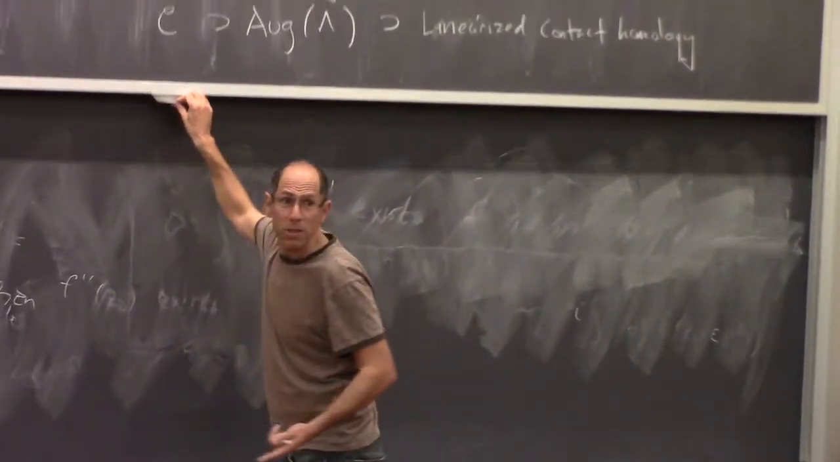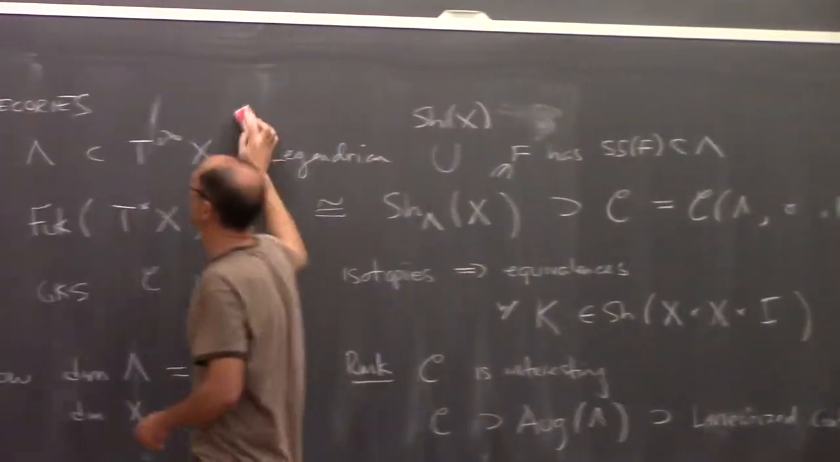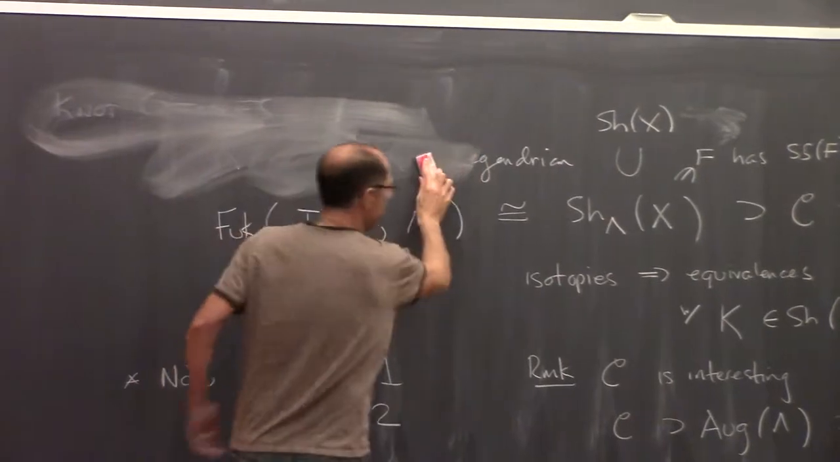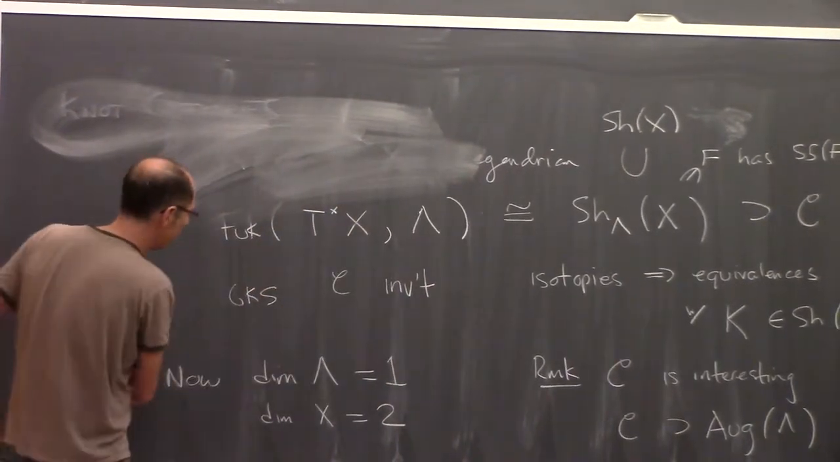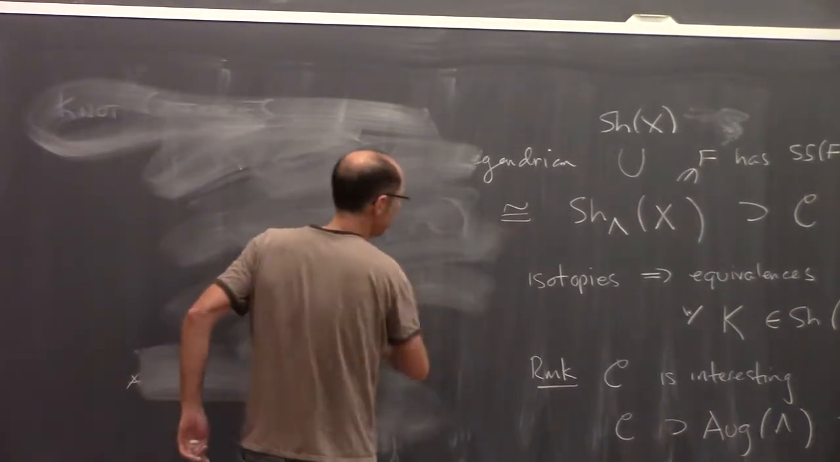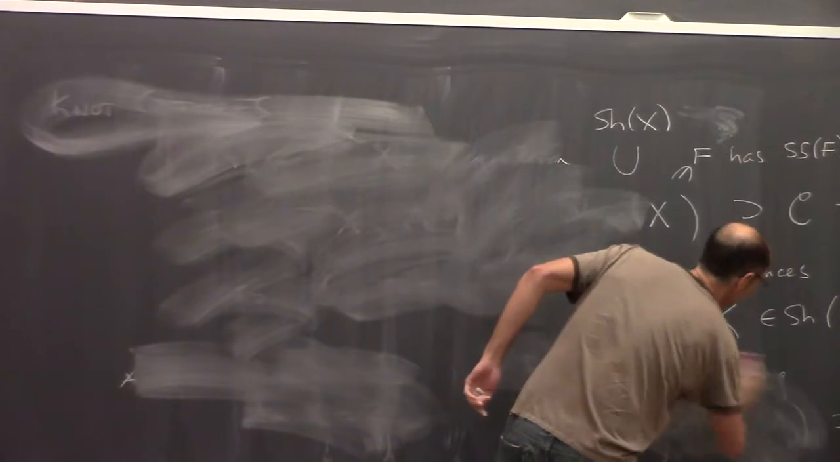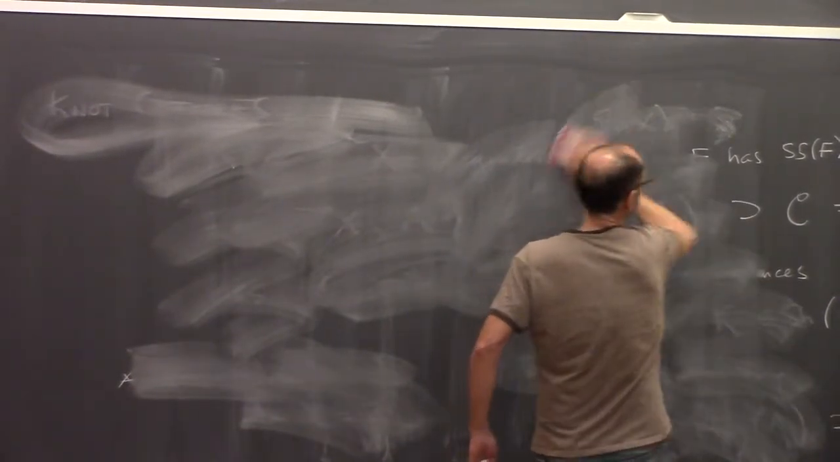That's it. That's the only thing that can happen. So I just defined for you the category, and it's invariant by this very powerful technology of GKS, but I could tell you in very practical terms how it varies under Reidemeister moves.